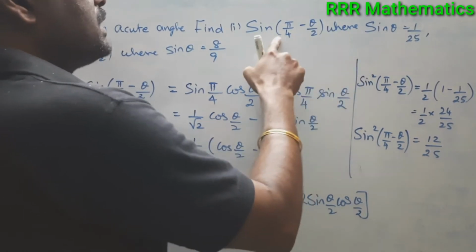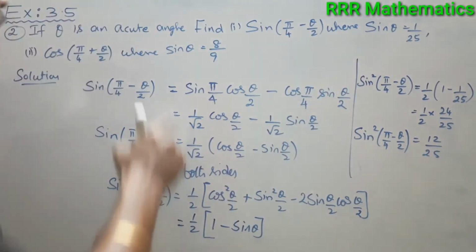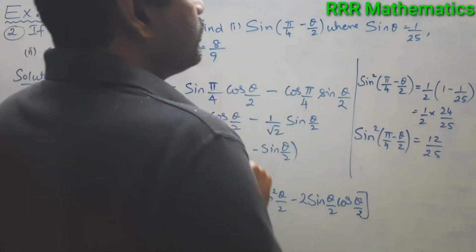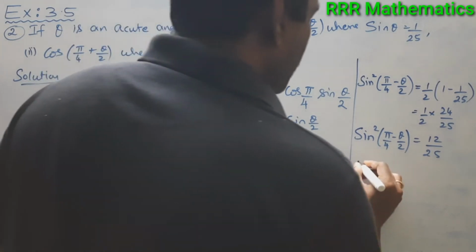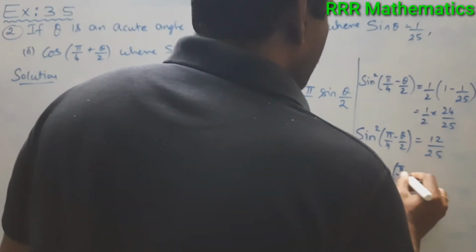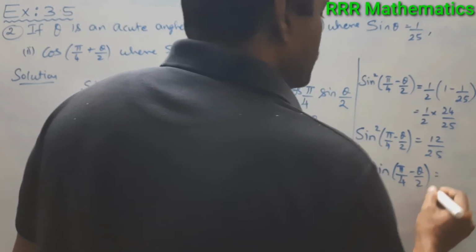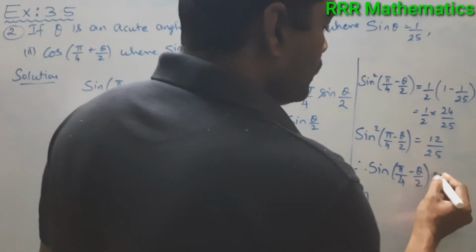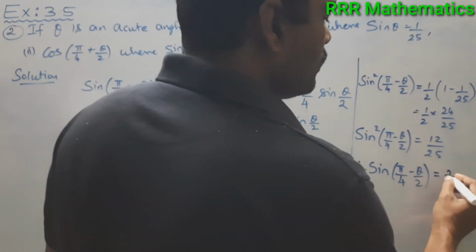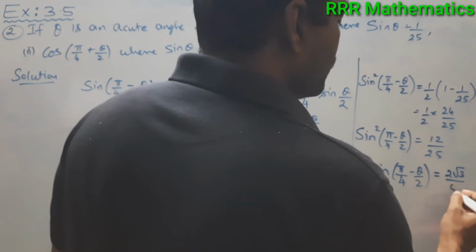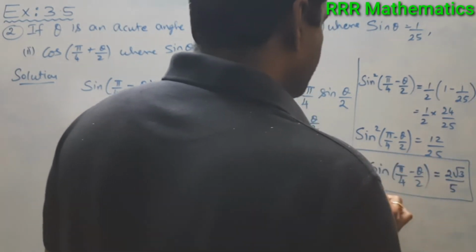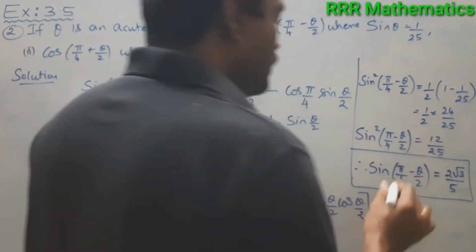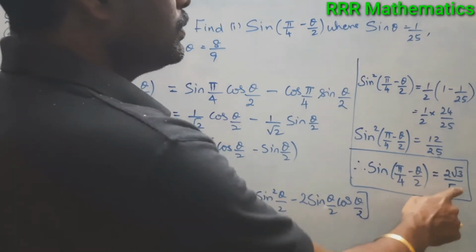But we need sin of pi by 4 minus theta by 2. Since theta is an acute angle, pi by 4 minus theta by 2 lies in the first quadrant. Therefore sin of pi by 4 minus theta by 2 is a positive value. When you take the square root, 12 is 4 into 3, so 2 root 3. Square root of 25 is 5. So the value of sin of pi by 4 minus theta by 2 is equal to 2 root 3 by 5.